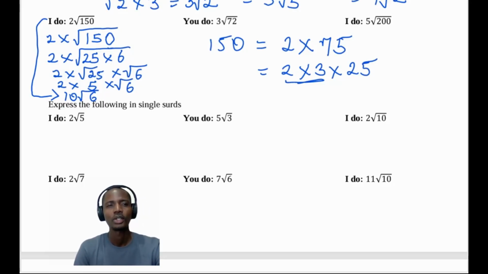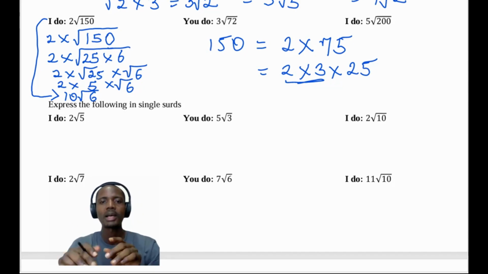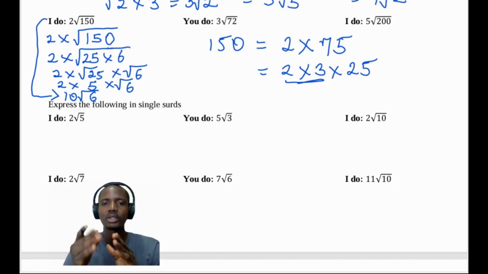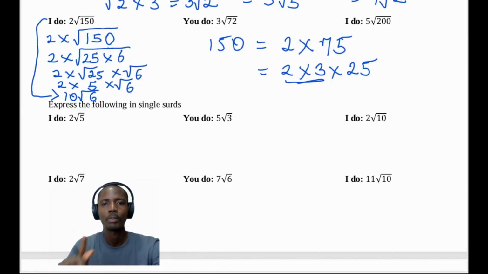I hope that was not too difficult to do. Okay. I need you to do 3 root 72. Remember, 72, just look for numbers you can use to divide 72. That makes it easy. So pause the video and try it out.